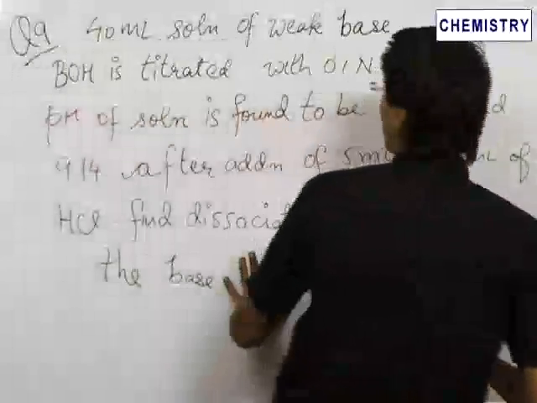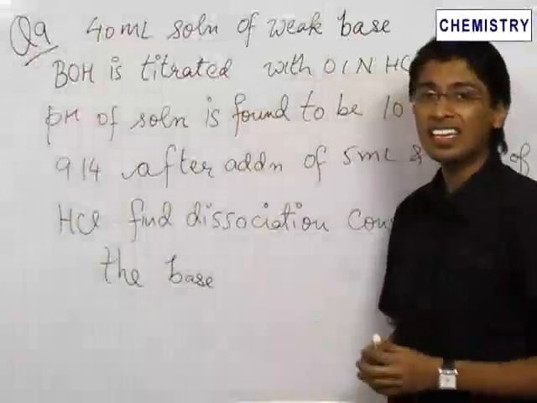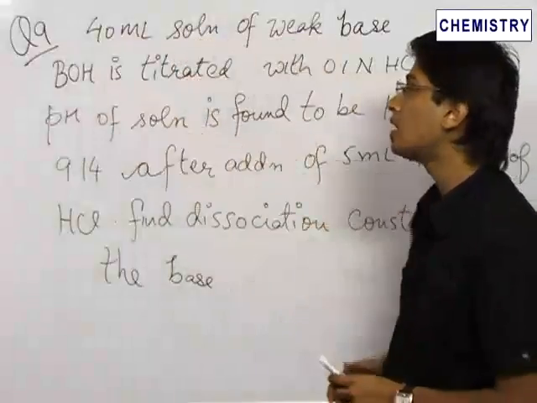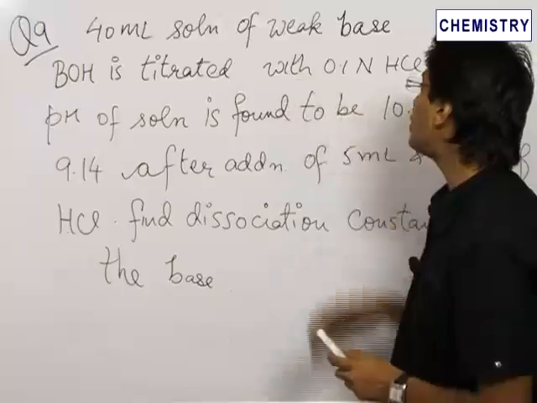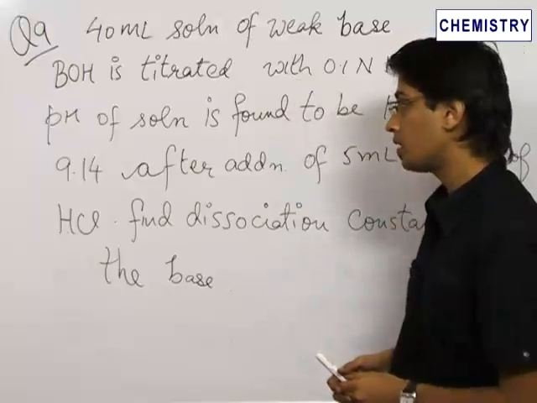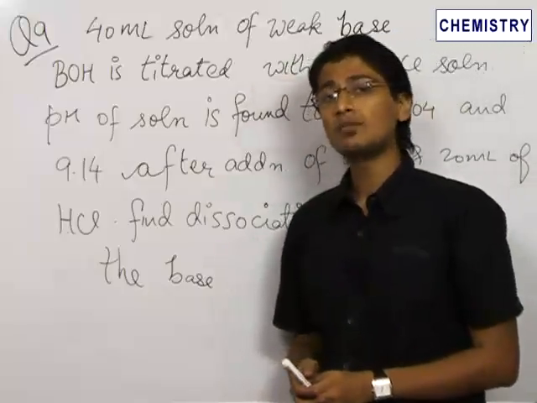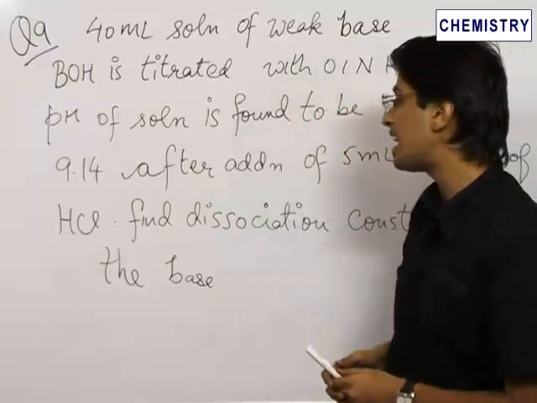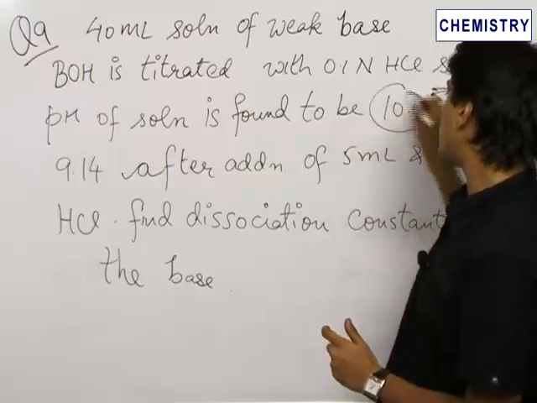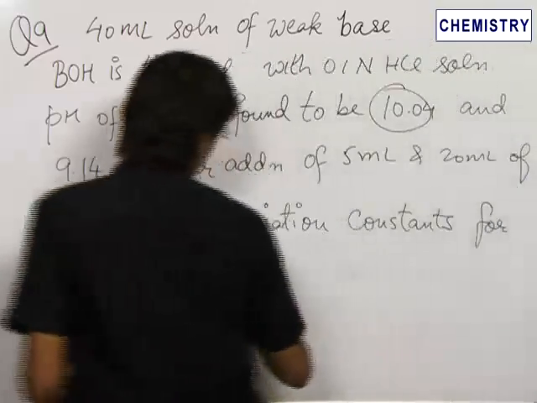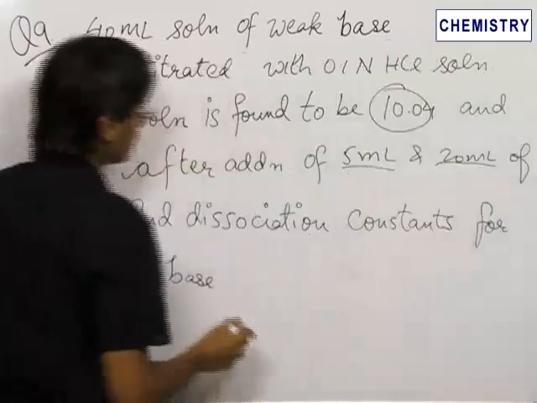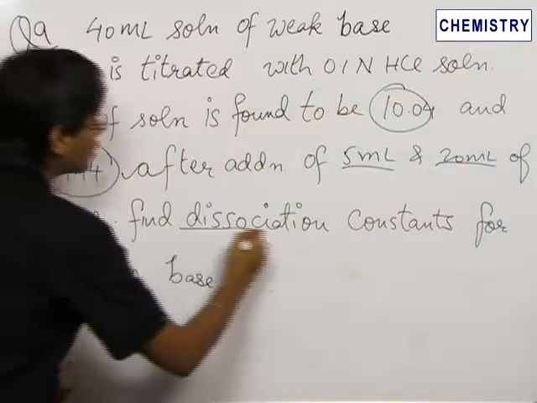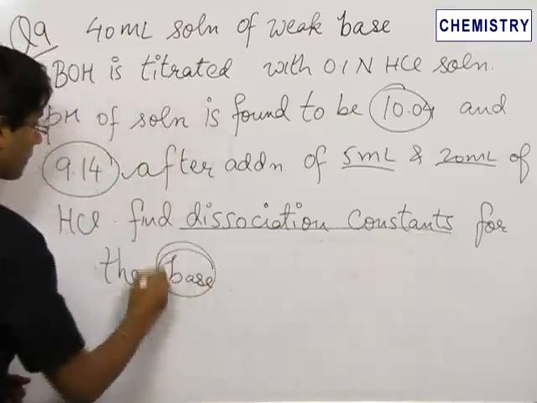The ninth problem in our hand is another pretty interesting problem of ionic equilibrium. We have a 40 ml solution of a weak base BOH which is being titrated with 0.1 normal HCl solution. The pH of the resultant solution has been found out at two different times. First, when 5 ml of HCl has been added, the pH is 10.04, and when 20 ml of HCl is added, the pH comes out to be equal to 9.14. We need to find the dissociation constant for the weak base.